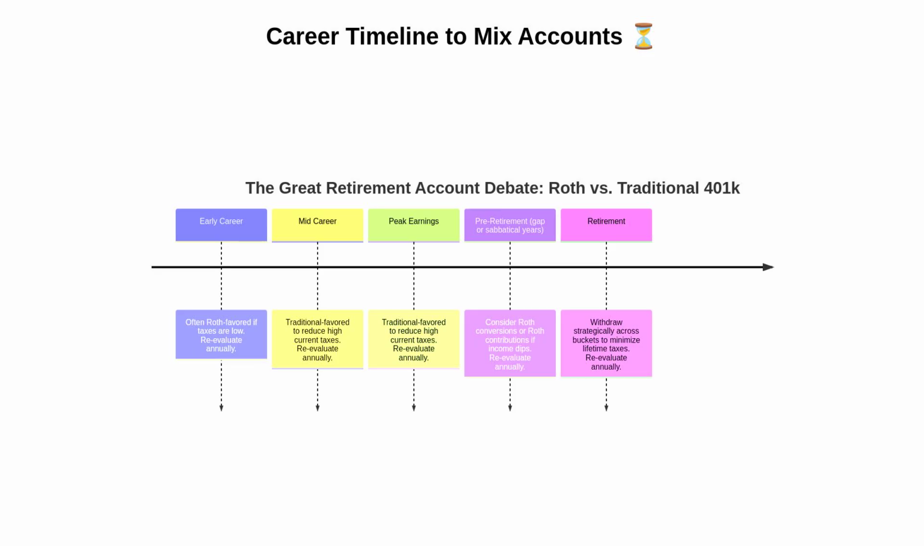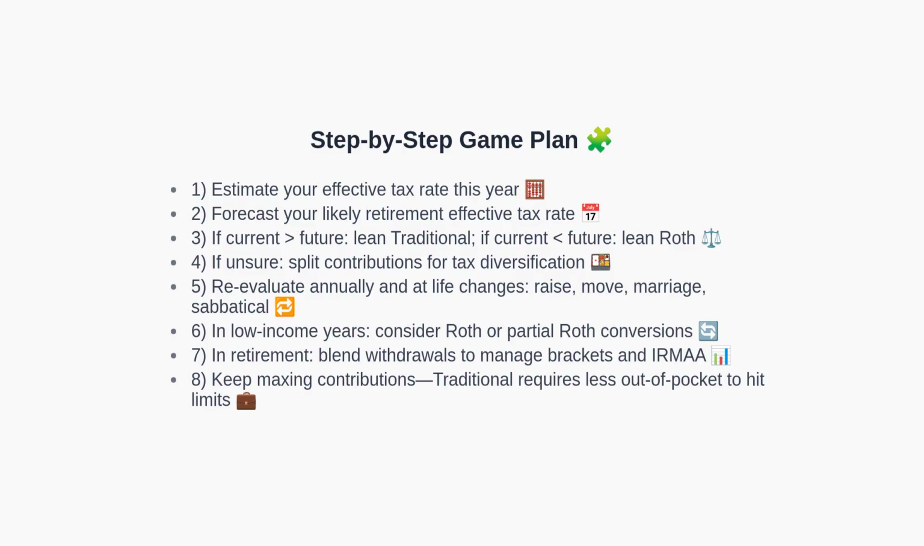With the strategy laid out over time, let's turn it into actionable steps. Follow this simple plan. First, estimate your effective tax rate for the current year. Next, forecast your likely retirement effective tax rate based on expected income sources and lifestyle. If your current effective rate is higher than your expected future rate, favor traditional contributions. If your current rate is lower than your expected future rate, favor Roth. If you are unsure, split contributions to diversify.